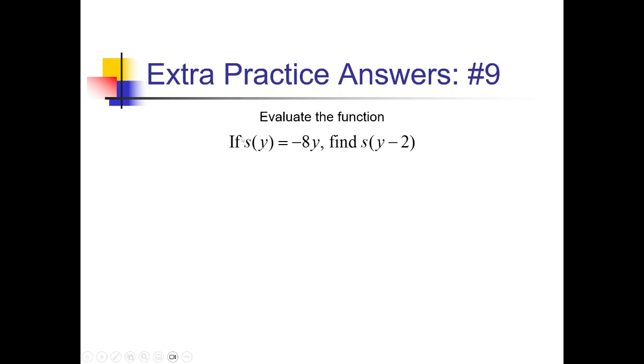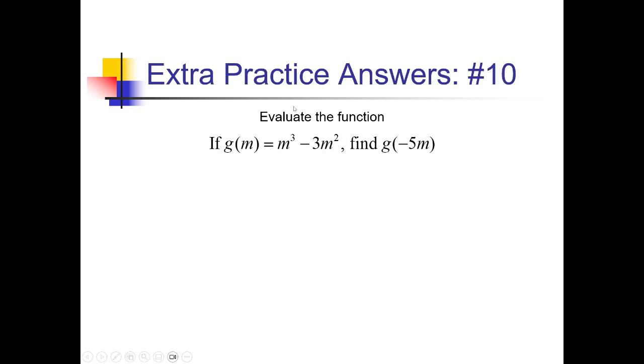For number 9, we have the s function. We're plugging y minus 2 in for y there. So this is going to be negative 8, and then instead of y, we've got parentheses y minus 2. Distributing that, we have negative 8y plus 16, and that's as good as it gets.